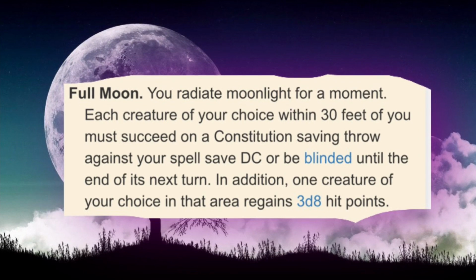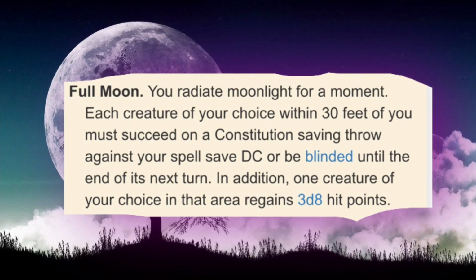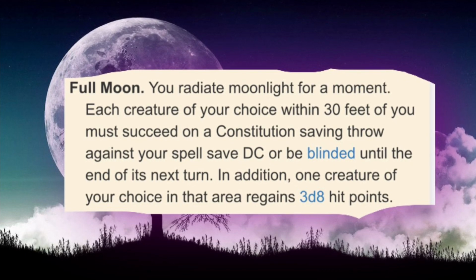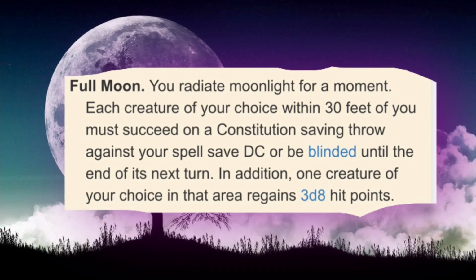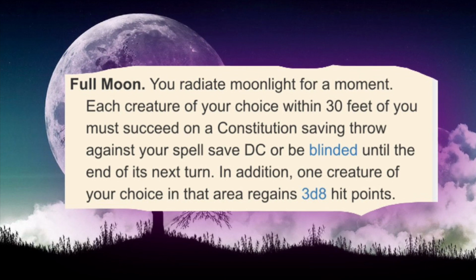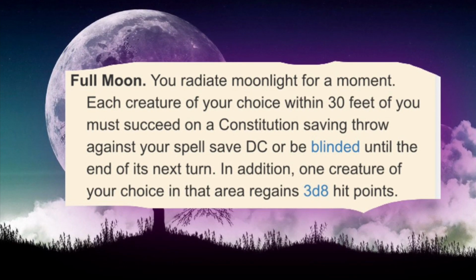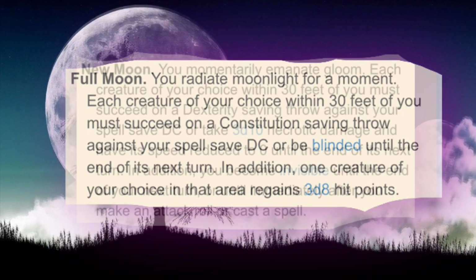Full Moon. You radiate moonlight for a moment. Each creature of your choice within 30 feet of you must succeed on a Constitution saving throw against your spell save DC or be blinded until the end of its next turn. In addition, one creature of your choice in that area regains 3d8 hit points.